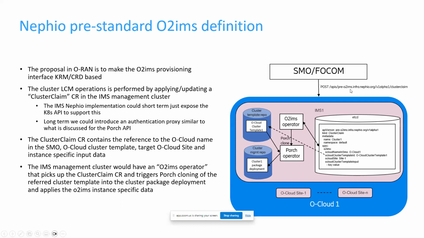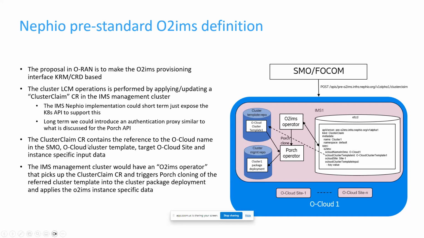Naming is always something we can discuss, right? But basically, I thought it could be good to have something indicating that this is a pre-O2IMS resource, still keeping it in the Nephio org path, because it's not ORAN yet. And then you just call it cluster claim.